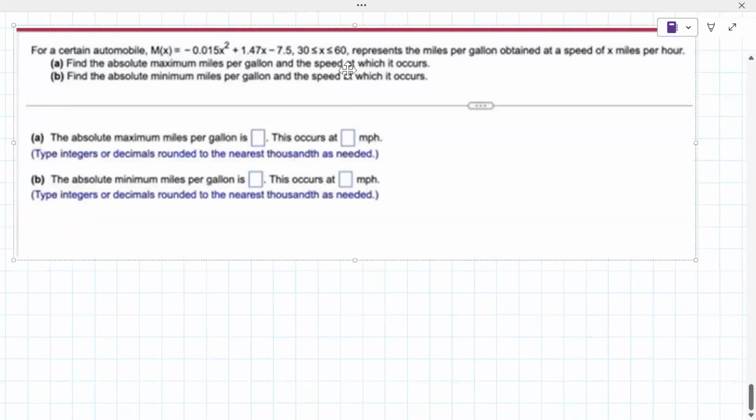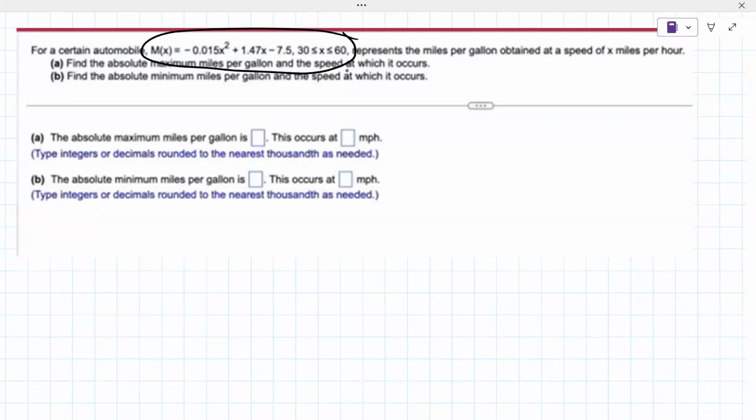All right, for a certain automobile, they have this equation. And again, they give you this interval. So you have to find m of 30, m of 60, like that. And it's not a trivial task to just put in the calculator. It's easy to mess that up.